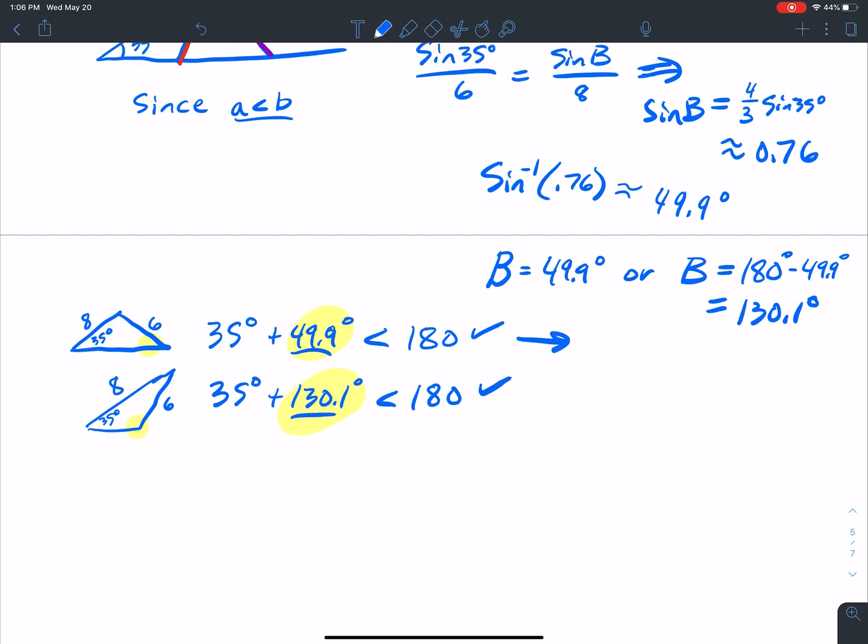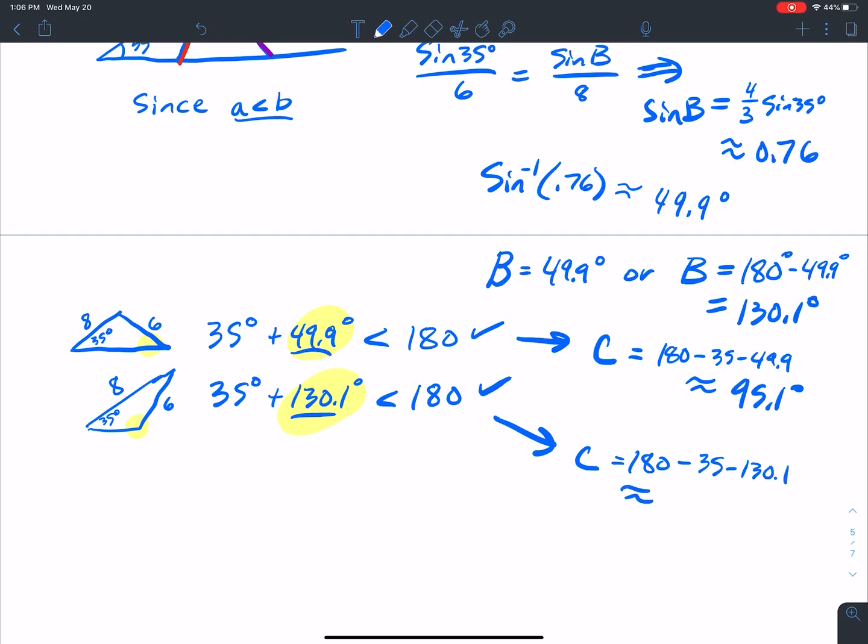So that tells me for that triangle, my angle C is going to be 180 minus 35 minus 49.9, which roughly gets me 95.1 degrees. And this triangle's angle C gets me 180 minus 35 minus 130.1, which gets me 14.9 degrees.